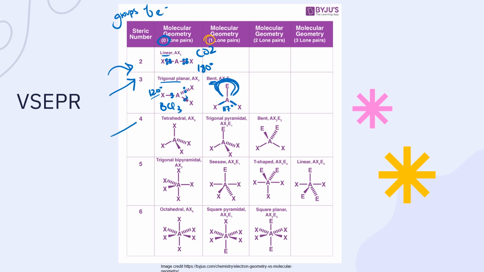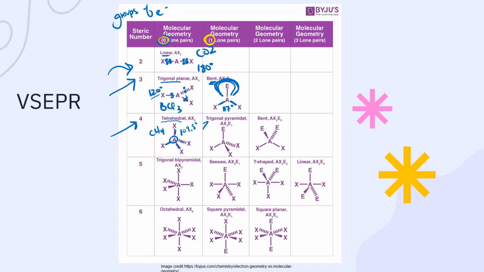What if I have 4 total groups of electrons around our atoms? If, again, there are 0 lone pairs, then we're going to end up with a tetrahedral shape. This is like carbon tetrahydride or methane, where we've got our central carbon, 1, 2, 3, 4 atoms are bonded, bond angles of 109.5.